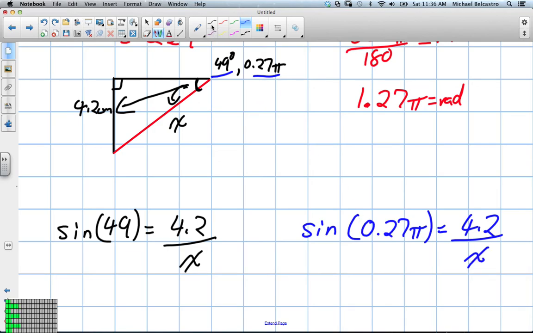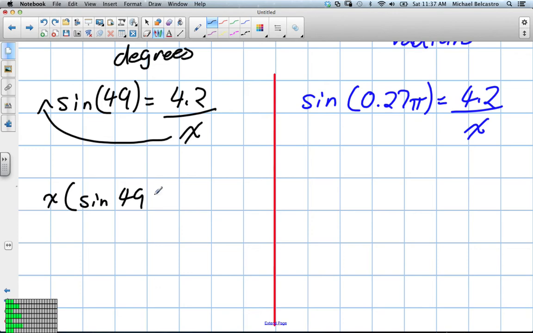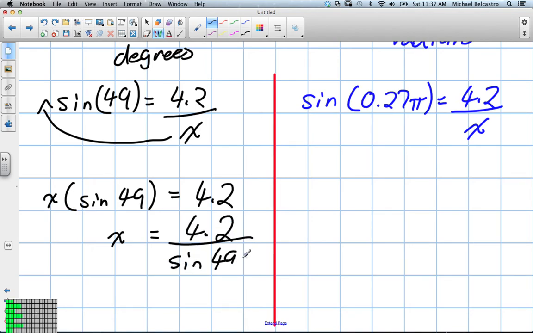So in this one we're working in our degrees, and this one is our radians over here. So all that's left now is to solve these two. It's the same answer, just using a different method for each. So we'll quickly go through the algebra here. I need to move this x over, so this will become x times sine 49 is equal to 4.2. I need to get x by itself, so it becomes x is equal to 4.2 divided by sine 49. Does that make sense?